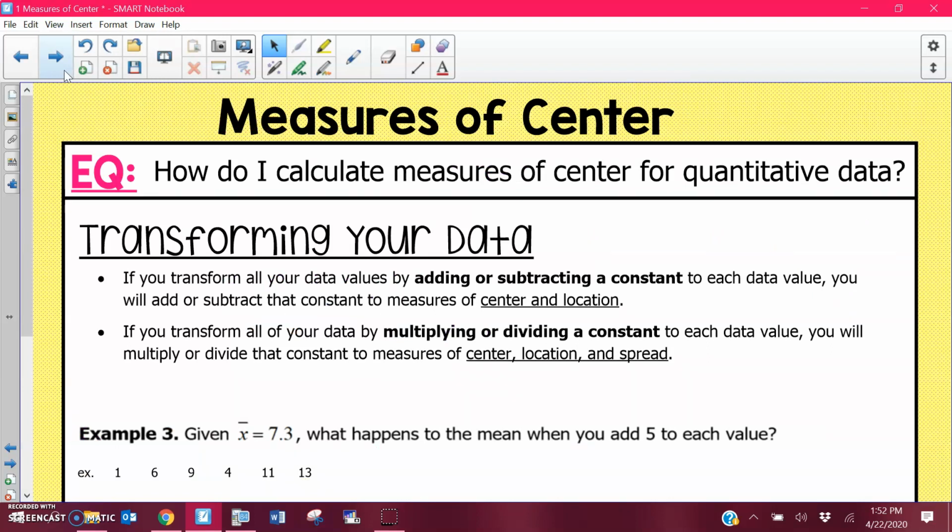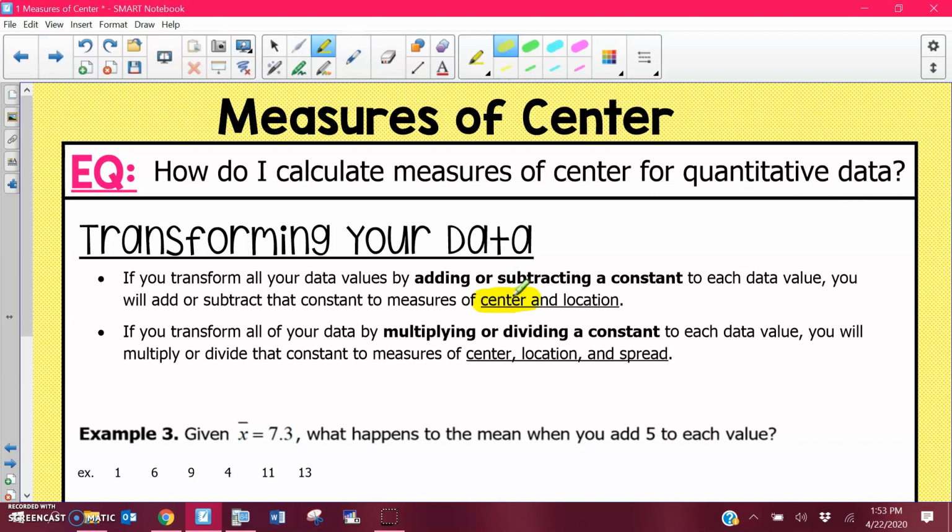Okay, the last thing we're going to talk about with measures of center is transforming your data. If you transform your data, that just means they're going to tell you that you need to either change one data point, or maybe you need to add or subtract something the whole way. Like maybe we accidentally mismeasured and we need to add 1 to every data number. If you transform all of your values by adding or subtracting a constant, you will add or subtract that constant to all measures of center and location.